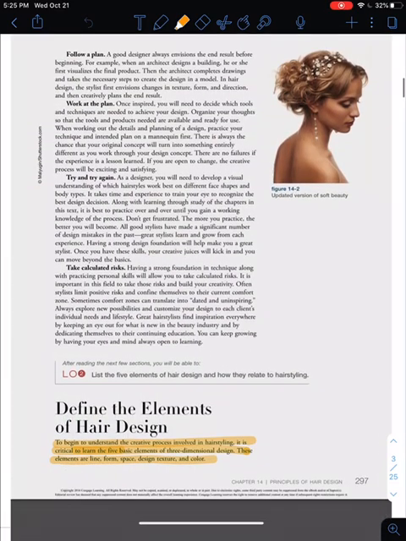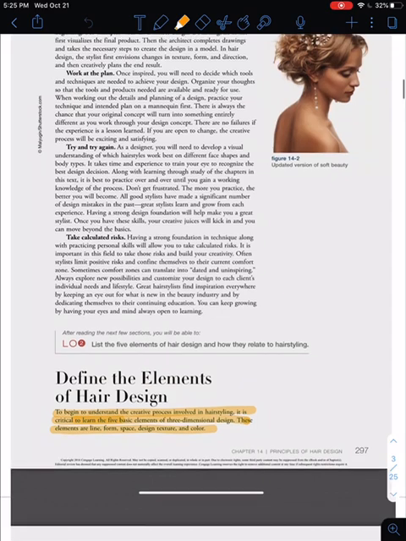We're going to move down on the next page under Define the Elements of Hair Design. It says, to begin to understand the creative process involved in hairstyling, it's critical to learn the 5 basic elements of three-dimensional design. These elements are line, form, space, design texture, and color.